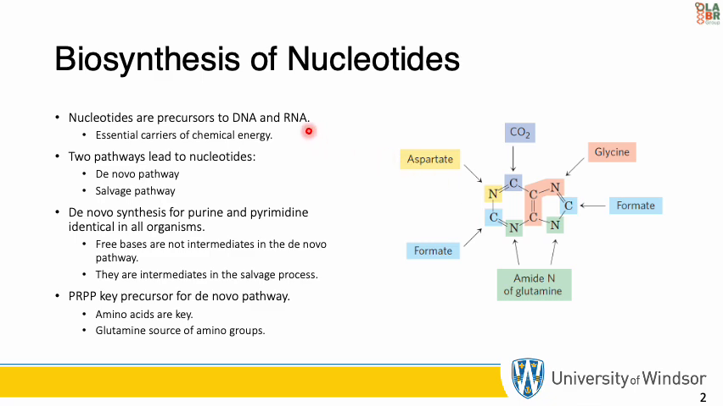Nucleotides are precursors to DNA and RNA, and they have a bunch of important functions in all cells. Not only are they precursors to DNA and RNA, they're essential carriers of chemical energy. So, a role primarily of ATP, right? We know that ATP is the main source in the body that provides us energy. We also have GTP, right? GTP is used a lot for protein synthesis and things like that. But more importantly, they're components of specific cofactors such as NAD, FAD.